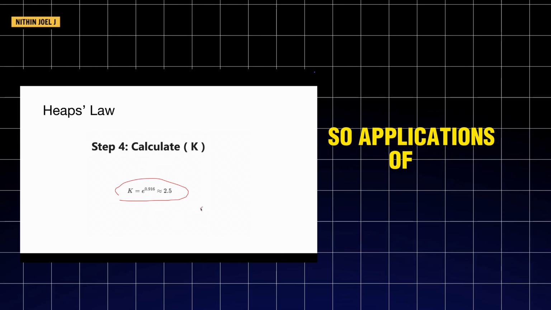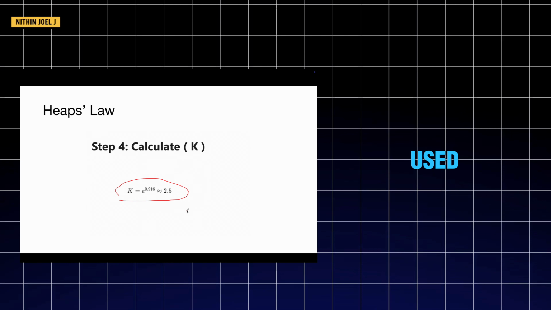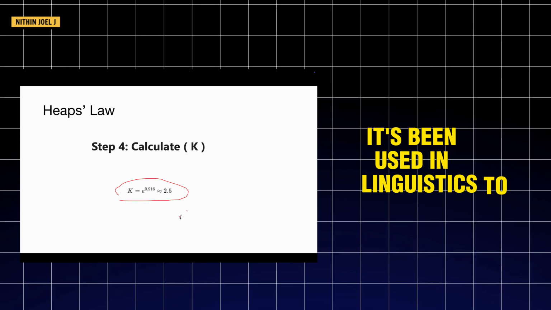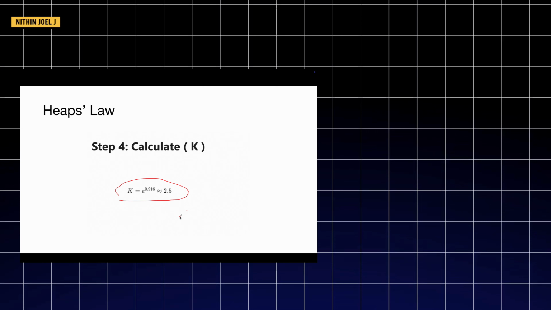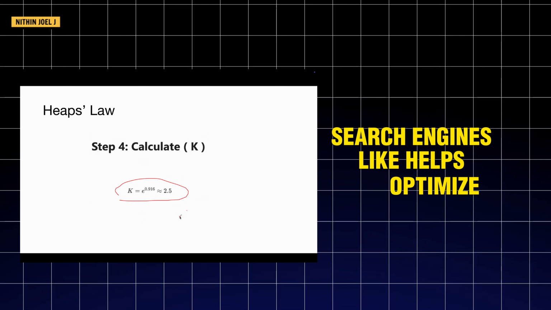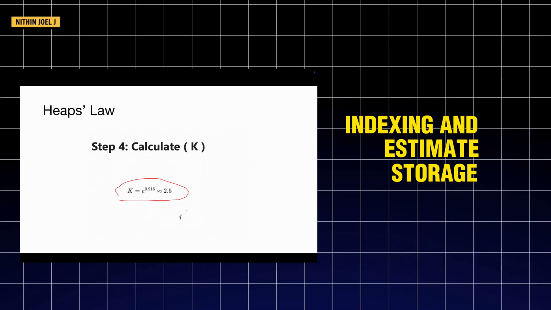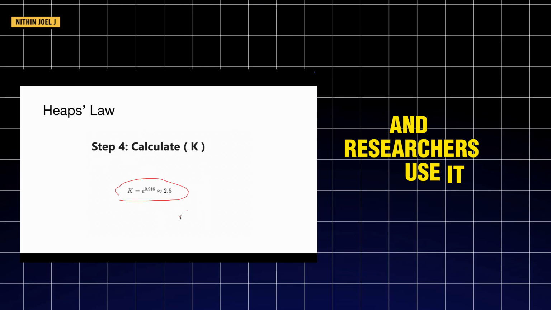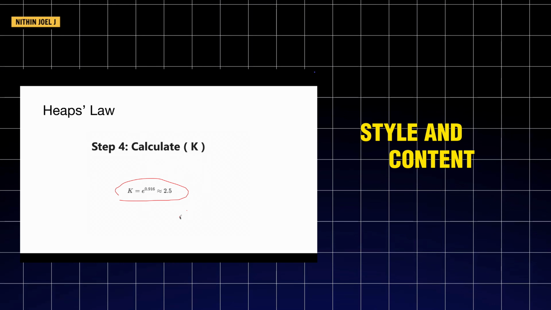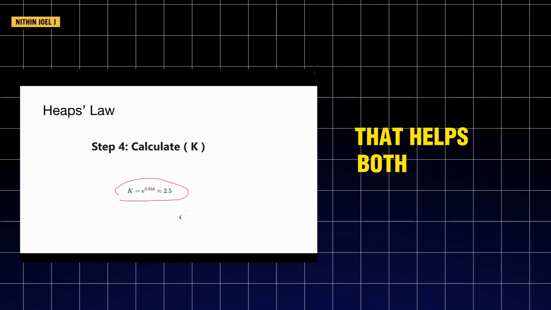So, applications of Heaps' Law. Where is Heaps' Law being used? It is used in linguistics to study vocabulary richness and compare different texts or writers. Search engines use it to help optimize indexing and estimate storage needs. In text analysis, editors and researchers use it to evaluate writing style and content complexity. It is a powerful tool that helps both machines and humans understand the richness of language.